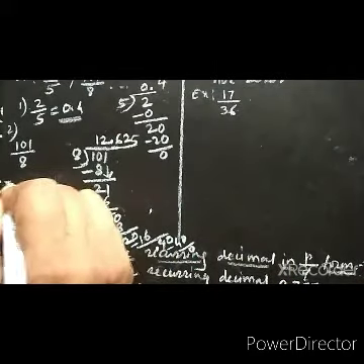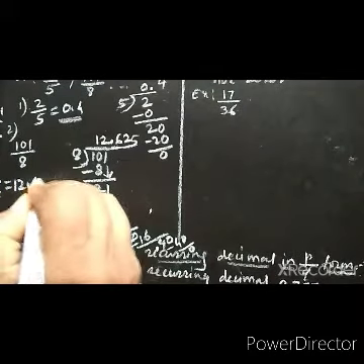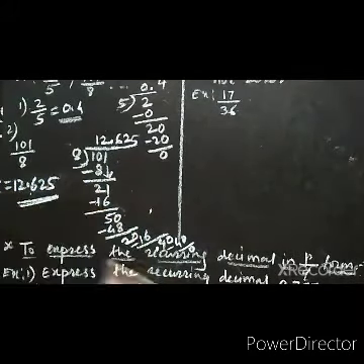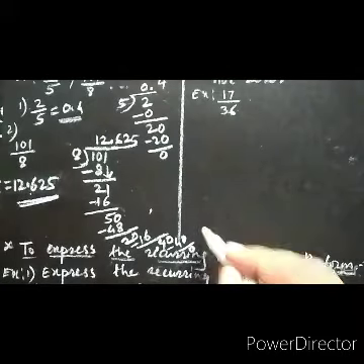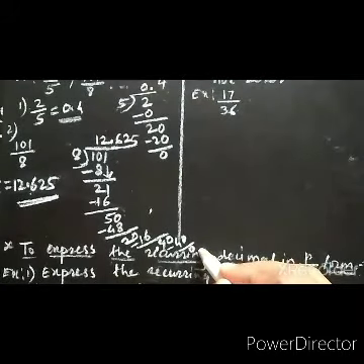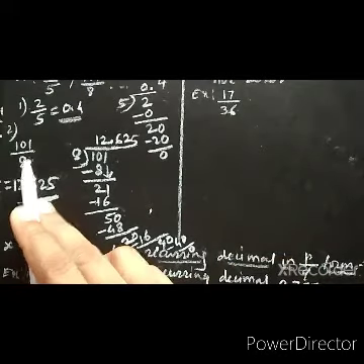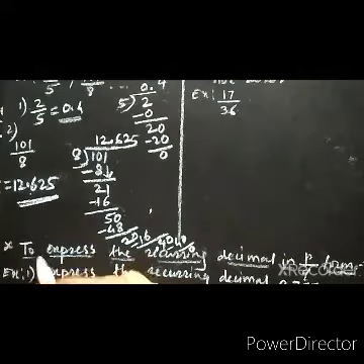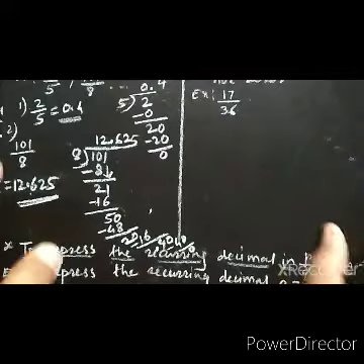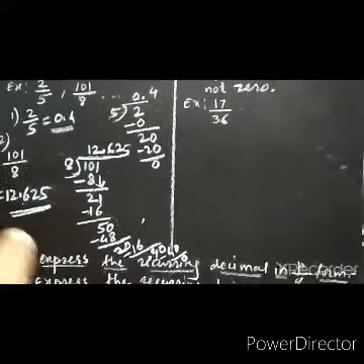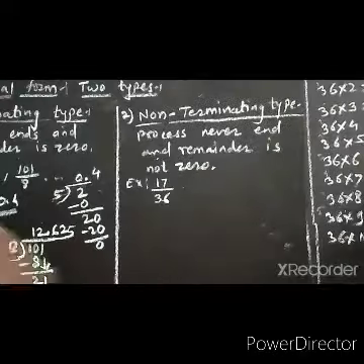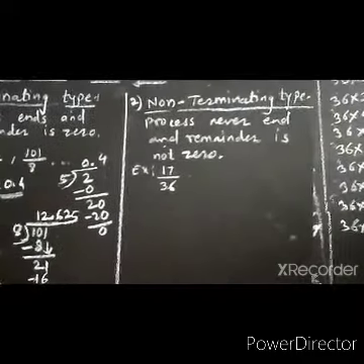So here we got 12.625 and remainder is 0. Therefore the process ends and remainder is 0. Therefore this is an example of terminating type. Now let us see another type, that is non-terminating type.